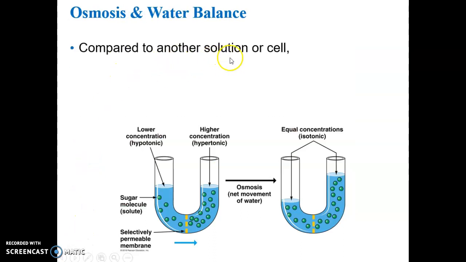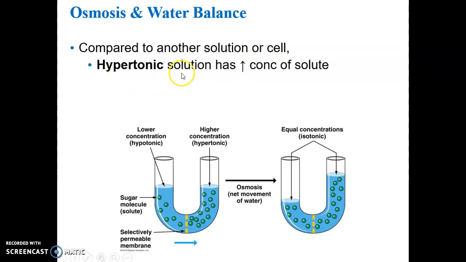So compared to another solution or a cell, meaning a hypertonic solution when compared to another solution or to a cell. So think of a solution outside of a cell, okay? That solution is hypertonic, or the environment outside of a cell. That solution or environment is hypertonic if that solution has a higher concentration of solutes. So in the example here on the left, if this is the theoretical cell or a particular environment, we would say compared to that cell, what we have on the right is a hypertonic environment or solution.